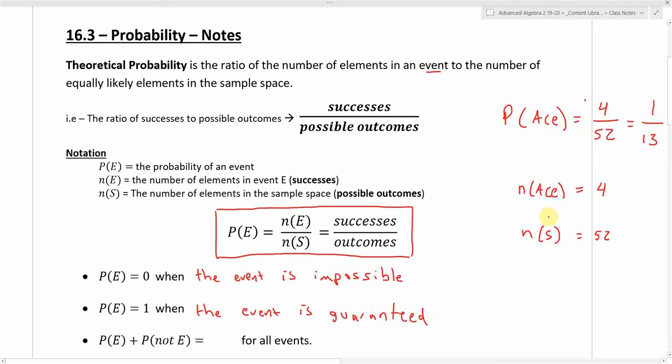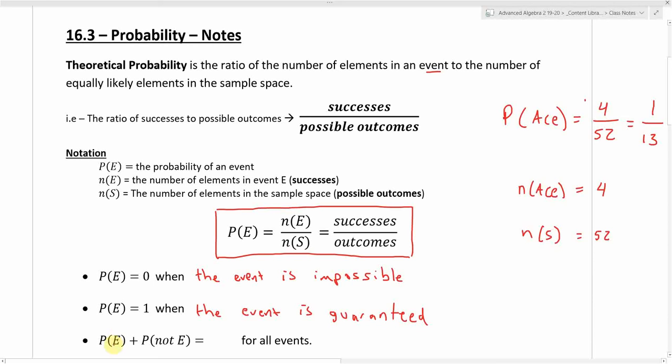So for example, if I were to draw a card from a deck of cards, the probability that I get either a card that is hearts, clubs, diamonds, or spades is guaranteed. I have to get one of those 4. But the probability that I get a triangle suited card is 0. There are no triangle suited cards in a standard deck of cards. Okay, so 0 means impossible, 1 means guaranteed.